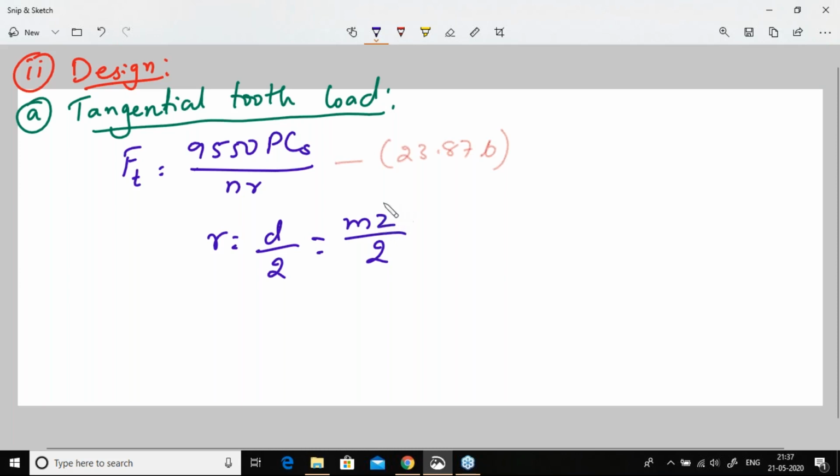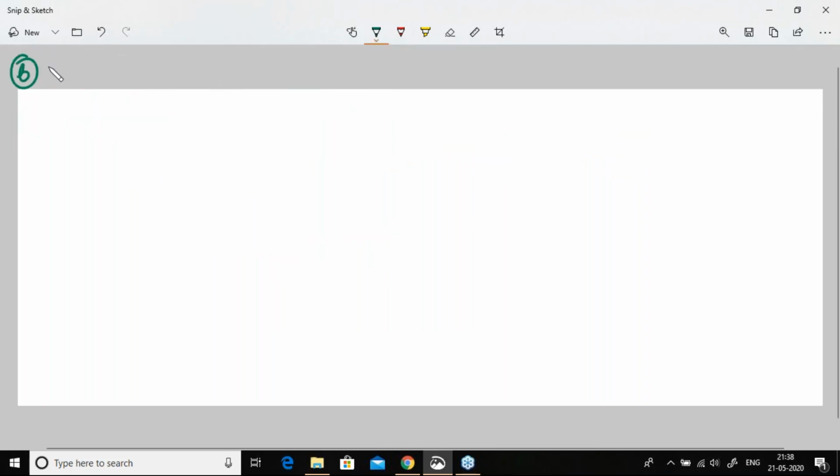We will be assuming, or we will be getting this in the previous step. By substituting that, we will get Ft in terms of M. We'll call this equation number 1 afterwards. This is substep A. Next, substep B: tangential tooth load from Levy's equation.